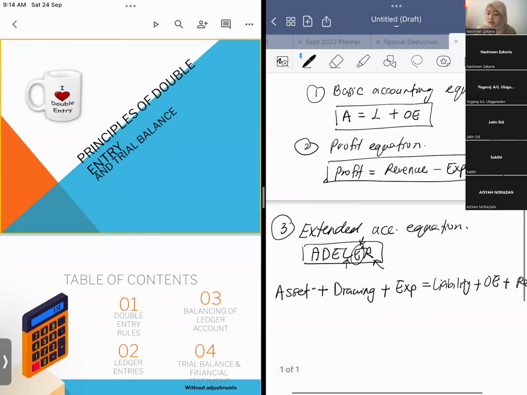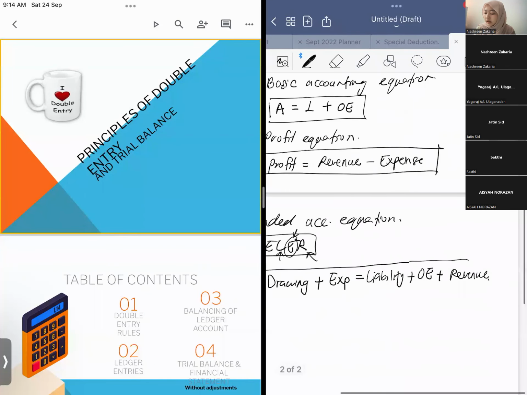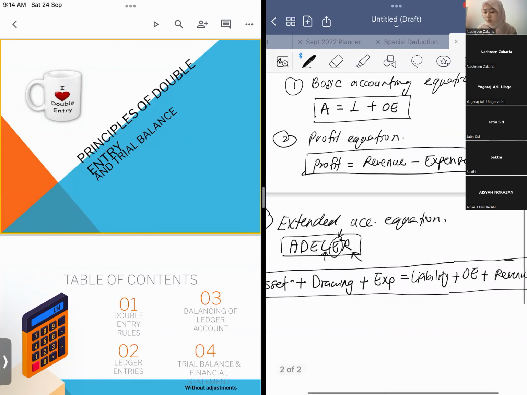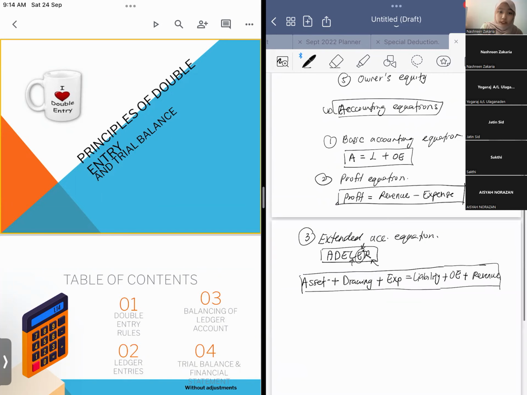So this is basically what we have learned last class. Still in theory, a little bit of calculation when I gave you an example on how to calculate asset, liability, and OE last time. But last class is not the tough topic yet.